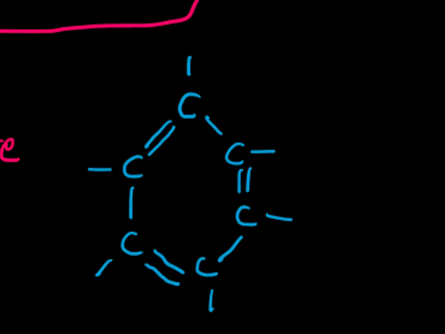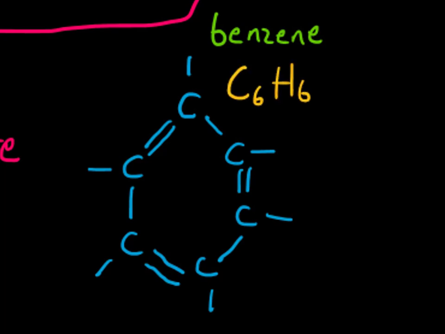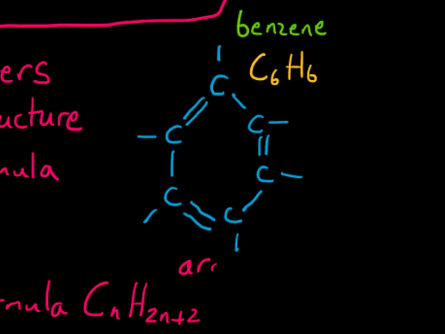This is called benzene, and basically has the formula of C6H6 and is known as an aromatic. Bit of an old name, comes from when they thought it was something to do with the smell, but we still call them aromatics, which means the molecule has a ring structure.